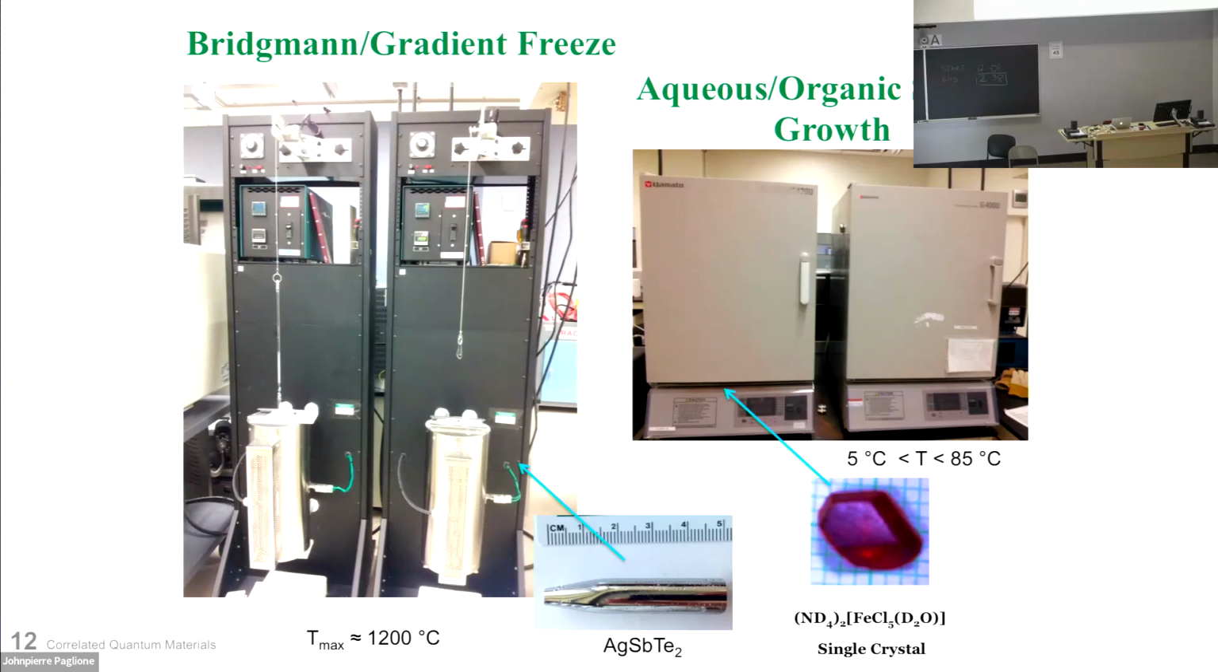We also have a couple of furnaces that are for more traditional solution growth, where you use water or deuterated water to grow crystals. This is an interesting magnetic crystal, and I believe it will be ferroelectric too. So this is nitrogen, deuterium, iron, fluorine, and deuterium. Deuterium, of course, is for doing neutron scattering. If you have a lot of hydrogen in your sample, it gives you a signal which makes it difficult to tell what you're looking at when you do neutrons.